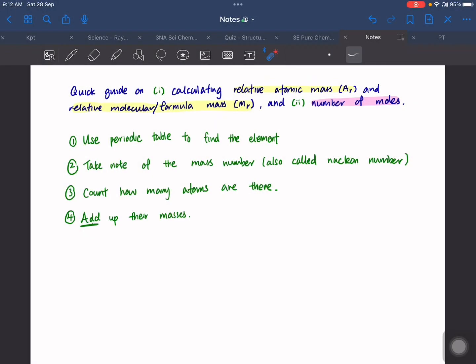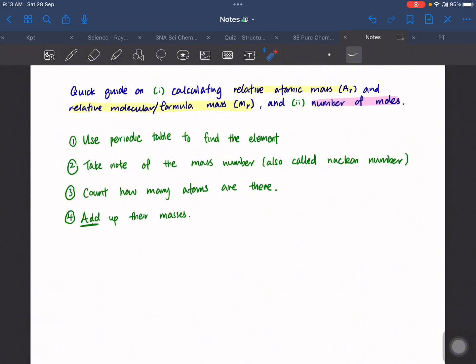Alright, hi students, this is a quick guide on how to calculate relative atomic mass, known as AR, as well as relative molecular or relative formula mass, known as MR, and how to then use that to find the number of moles of the chemicals. Before we go into this concept, make sure that you have a periodic table with you, because you need your periodic table for this entire set of calculations, right? So get your periodic table ready.